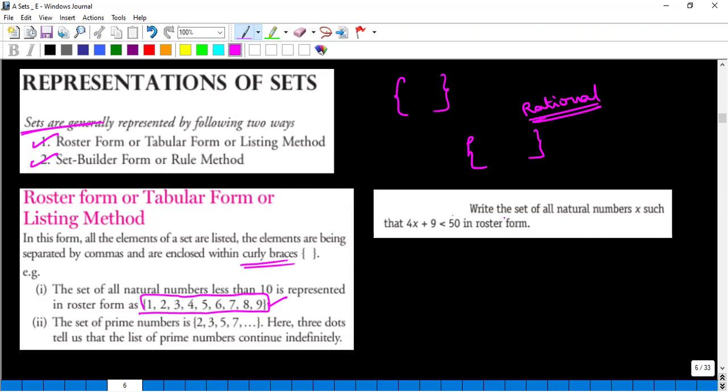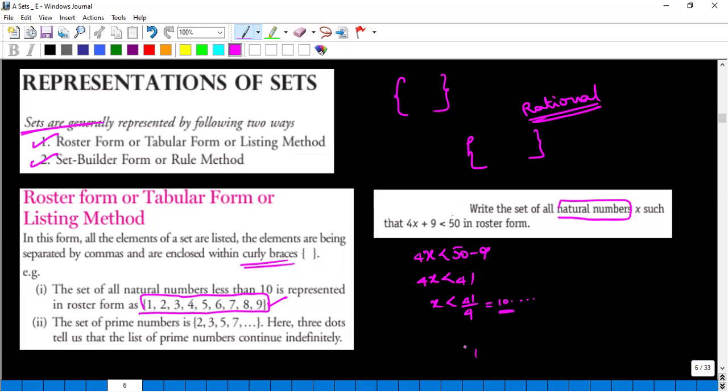One example we can take here: write the set of all natural numbers x such that 4x plus 9 is less than 50. Let us find out the x value from this. 4x is less than 50 minus 9. 4x is less than 41. x is less than 41 divided by 4. That is approximately 10 point something. I want only natural numbers less than this, x less than 10 point something.